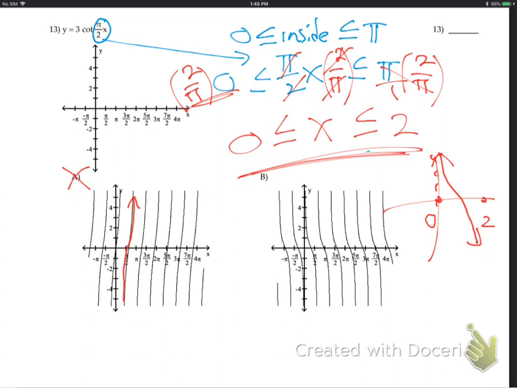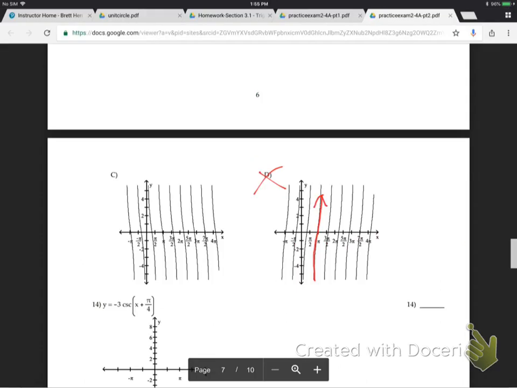You can tell it's different because see how this one runs over the pi over 2? That's what I noticed. And this one doesn't quite run over the pi over 2? Yeah. So they're different, but they are so stinking close. They're just too close. I don't think that's a good question. Too close. I've got to move on. All right.